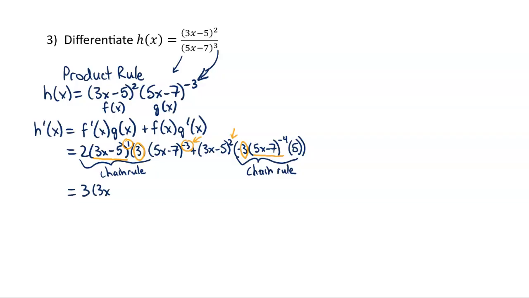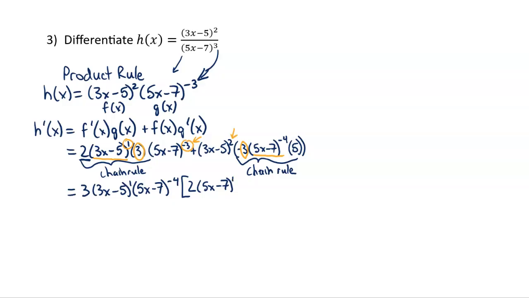So I can take a common factor of 3 out. I can take (3x − 5) to the power of 1 out. And I can take (5x − 7) to the power of negative 4 out. And so now I write brackets, and I keep everything else that stays after common factoring those terms out. So we still have the 2 that's left there, but the (3x − 5) to the power of 1 and the 3 have been common factored out. But we have (5x − 7) to the power of 1.